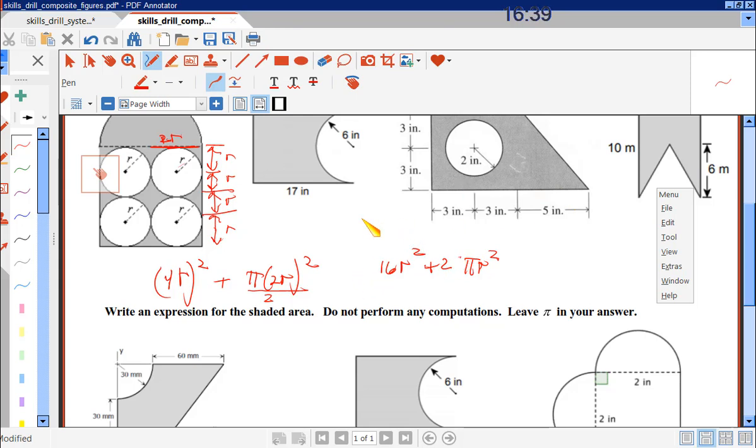Now I just need to subtract out 4 of the circles. Well, each circle is going to have an area of pi r squared, so if I subtract out 4 of them, I get minus 4 pi r squared. And now I can combine like terms. All right, so I can factor out an r squared, and I get 16 plus 2 pi minus 4 pi. So that means the area of the shaded region, when I combine like terms again, is going to be r squared times negative 2 pi plus 16.